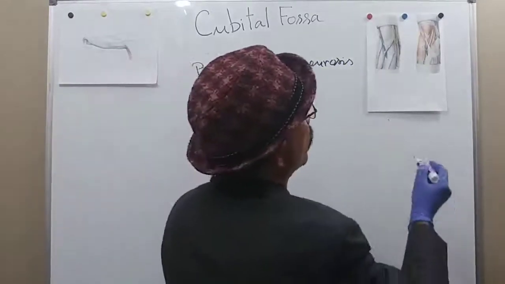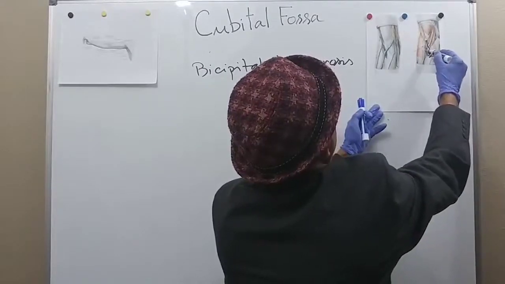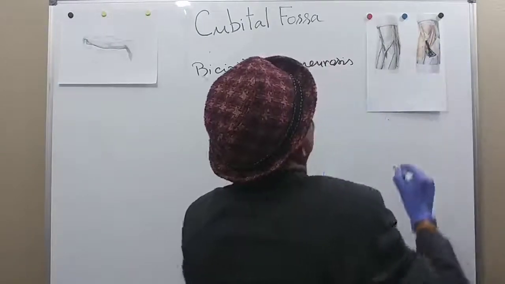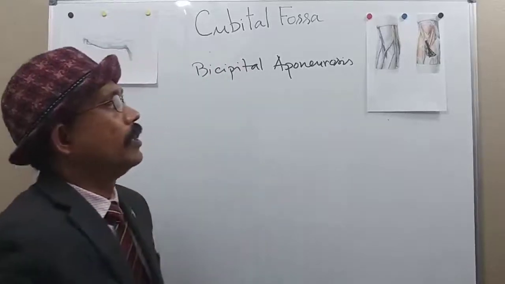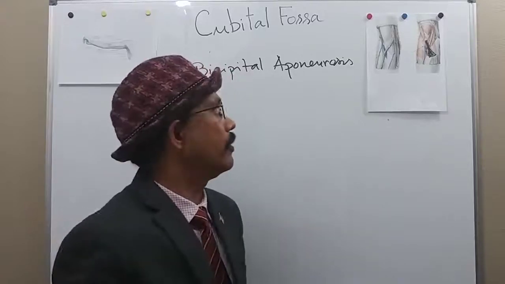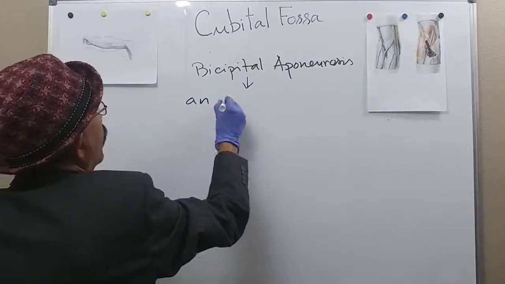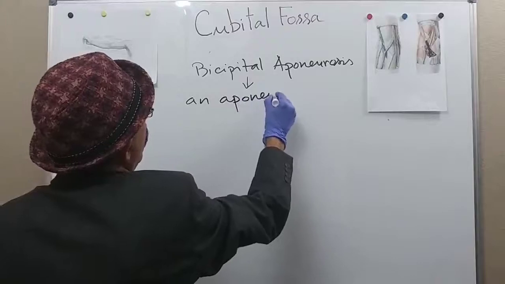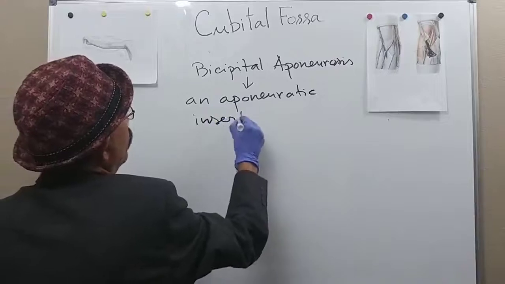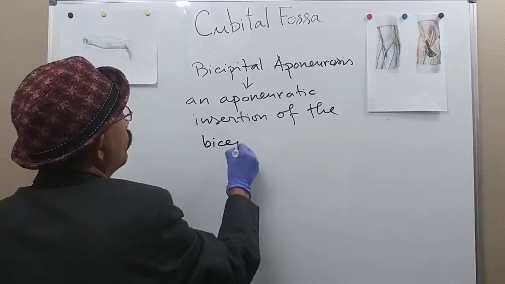That is this structure. This is the bicipital aponeurosis. The bicipital aponeurosis is an insertion of the biceps brachii muscle. So this is an aponeurotic insertion of the biceps brachii muscle.